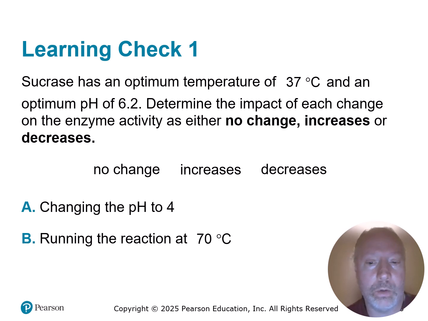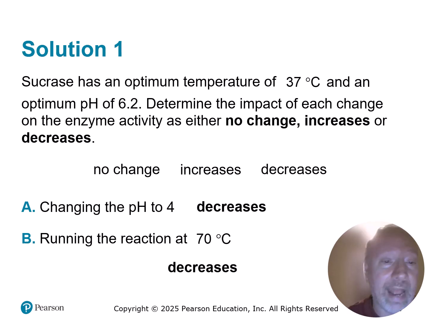If we wanted to slow it down, or stop it, running the reaction at 70 degrees Celsius. Well, the optimal temperature is 37 degrees Celsius, which is roughly our body temperature. So at 70 degrees Celsius, oh no, that's almost twice the temperature. That's probably going to decrease the activity too, because the R groups are going to be agitated more because of all the heat energy added, and that's going to be disruptive. So both A and B should be decreased, and that's what it is.